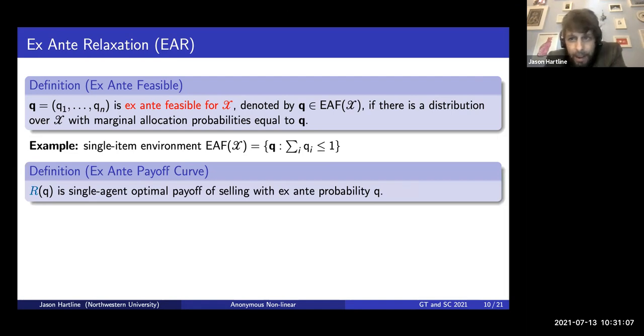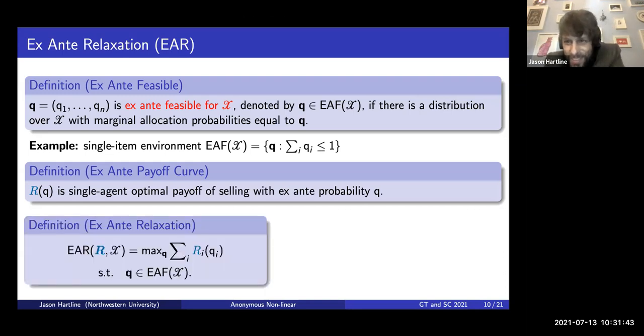Okay, so I want to look at how I'm going to solve this ex ante relaxation problem. To do that, imagine I'm selling to some particular agent with ex ante probability Q. What's the best thing to do? I'm just going to define the ex ante payoff curve for any single agent as the optimal revenue I can get from any mechanism that sells to that agent with ex ante probability Q.